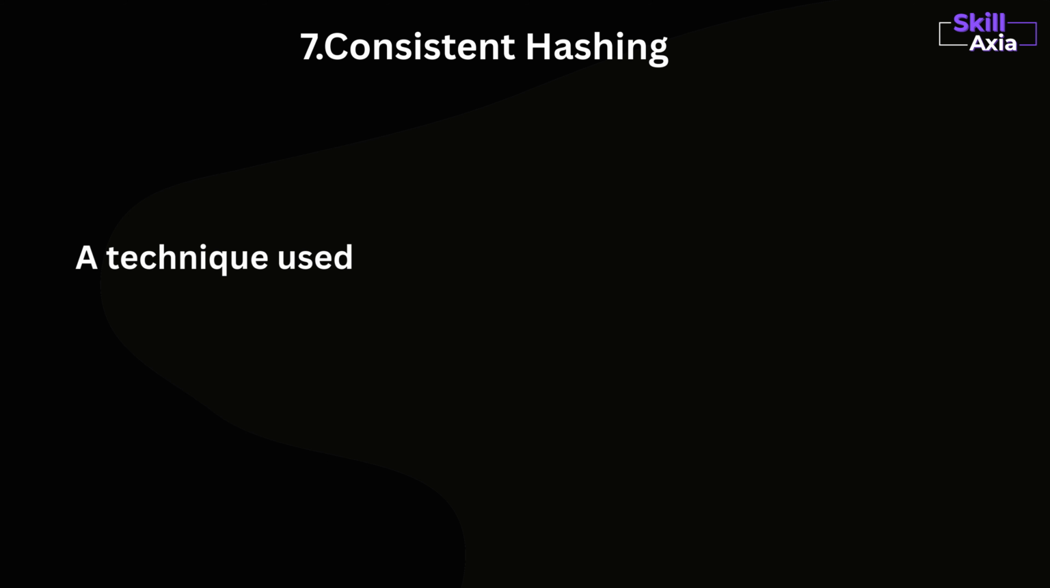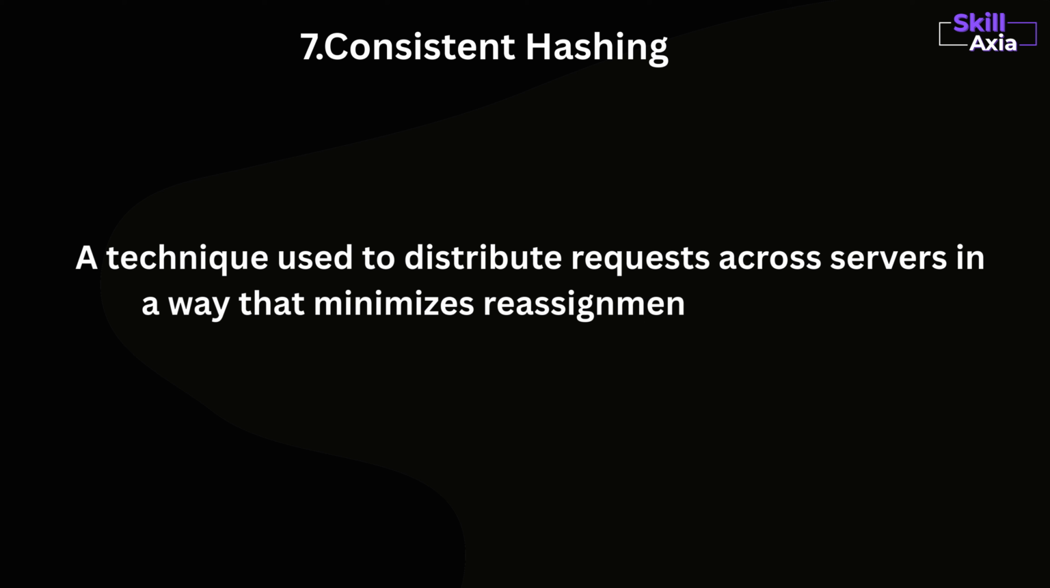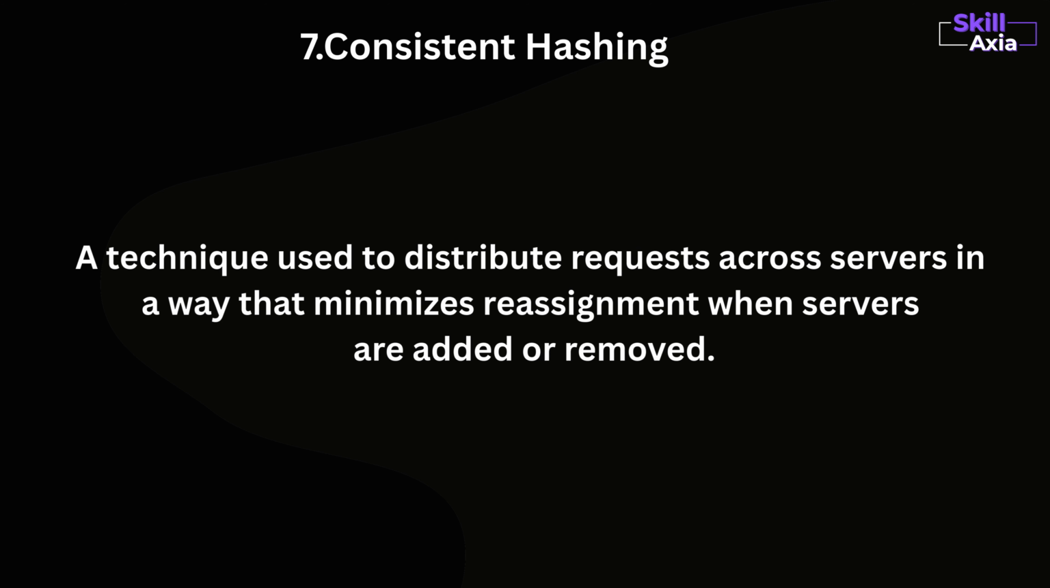Consistent hashing is a technique used to distribute requests across servers in a way that minimizes reassignment of requests when servers are added or removed. But why do we need consistent hashing? What is the problem with traditional hashing?